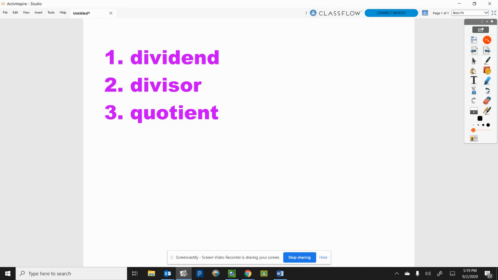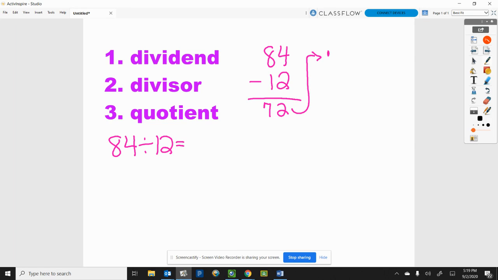Let's do 84 divided by 12. Okay, so what in the world is that quotient? I'm going to take my dividend, 84, and I'm going to subtract that divisor until I get to 0. 4 minus 2 is 2, 8 minus 1 is 7. Bring that up. 72 minus 12. 2 minus 2 is 0, 7 minus 1 is 6. Bring it up. 60 take away 12.